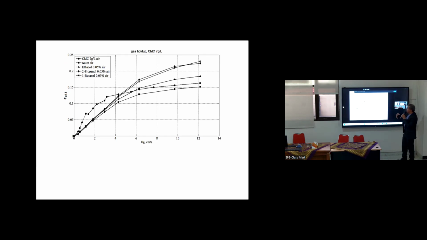And when I compare coalescent and non-coalescent systems, for example for butanol and propanol, we have more than 20% gas here. For only water, I have only 15%. So we have a 5% difference between the coalescent and non-coalescent systems.